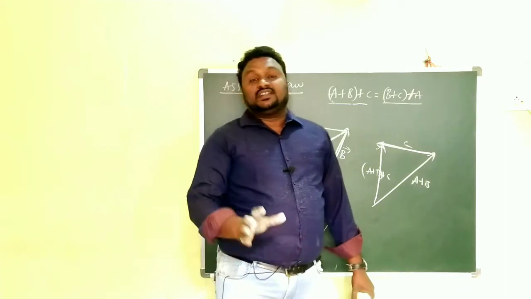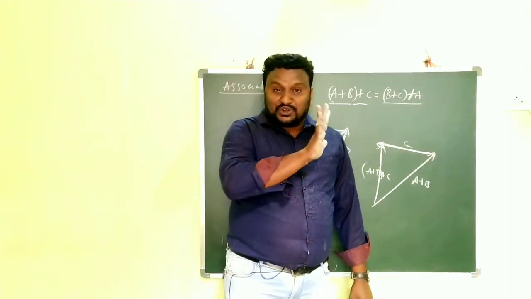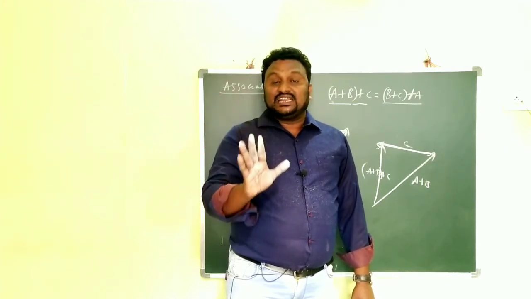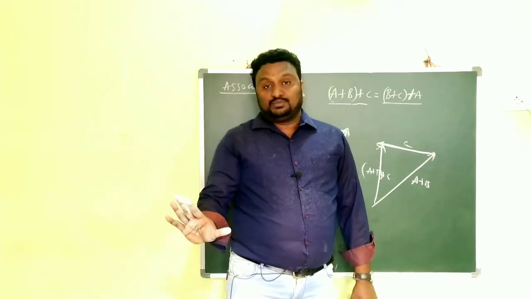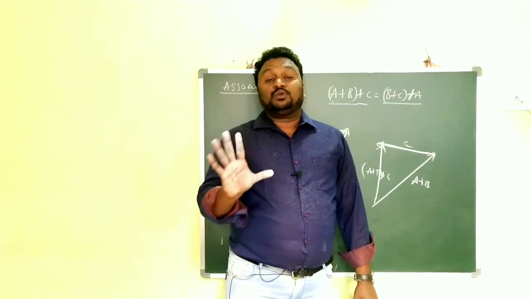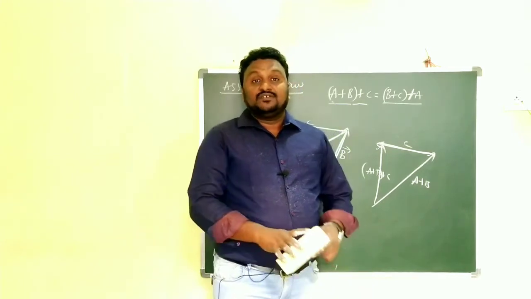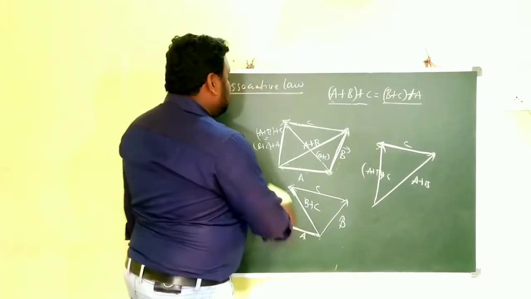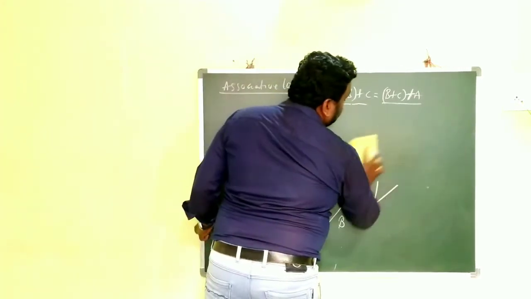So children, this is obviously the associative law also. No need to get confused, and don't bother about the addition and subtraction diagrams, because they never ask them from the examination point of view. Clear? Just have to know the idea about the addition of vectors and subtraction of vectors. For that purpose I am explaining. Okay children, this is A plus B plus C and B plus C plus A.